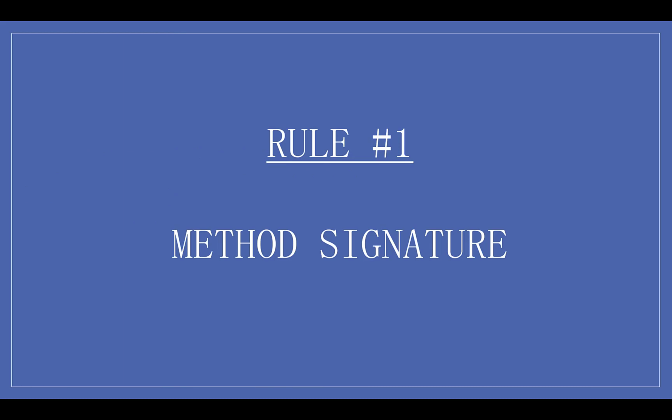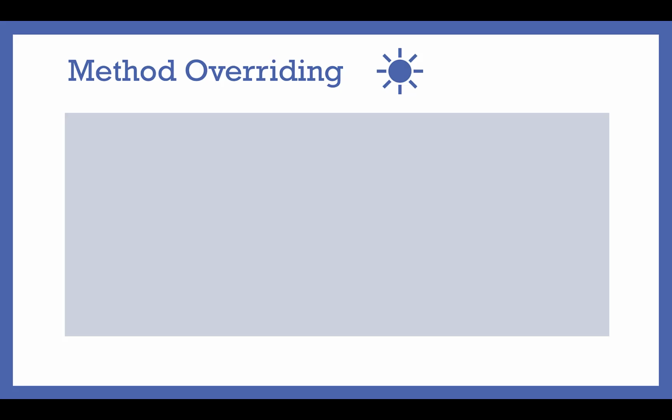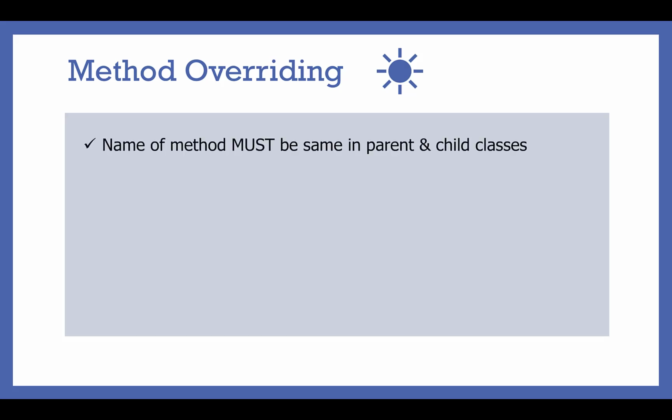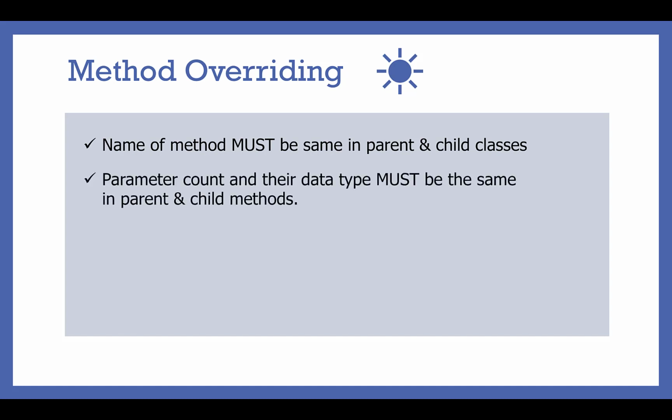First rule of method overriding is that the signature of the method in the subclass must match the signature of the method in the superclass. This means that the method name, return type and parameter types must be the same in terms of number and their data types, in both the superclass and the subclass.